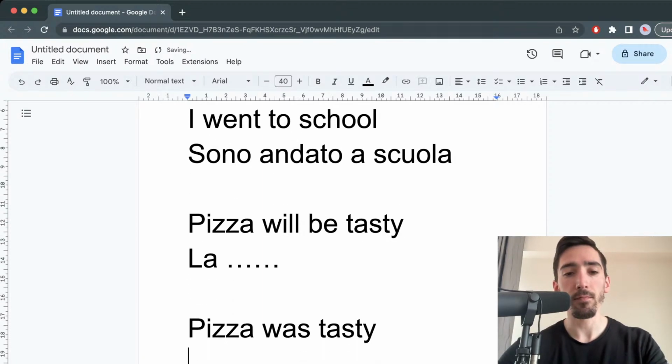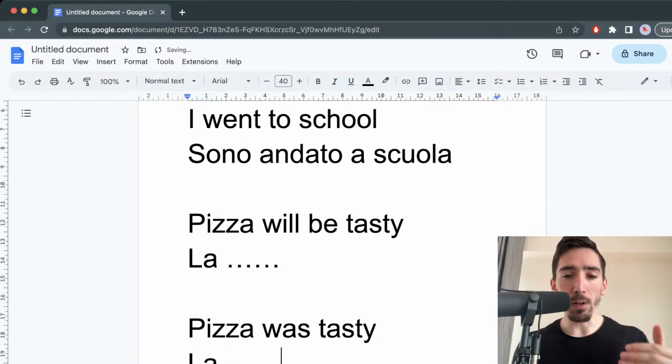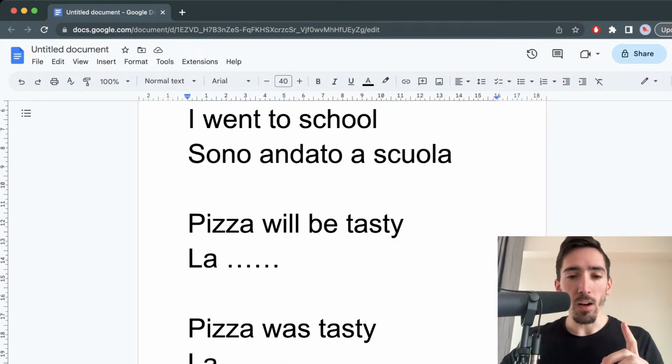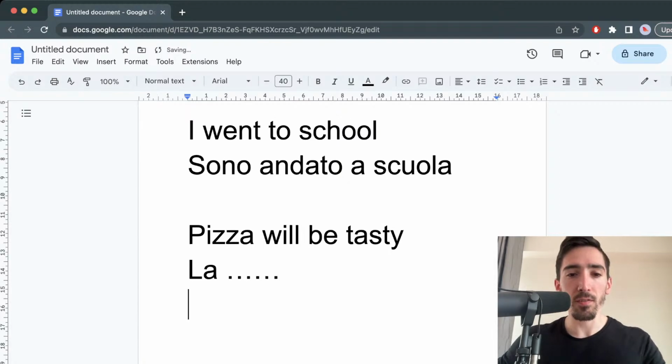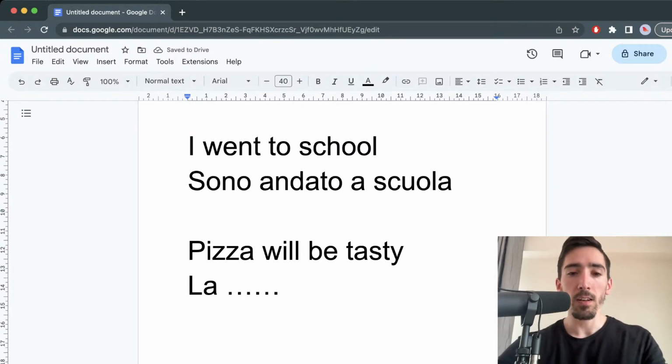So yesterday, I would like for you to translate these 2 sentences. We will need the future simple of the verb to be. And this is actually a little bit more... This is using the imperfetto, so I would leave it out for now. Let's just focus on this. Pizza will be tasty. Pizza will be tasty.